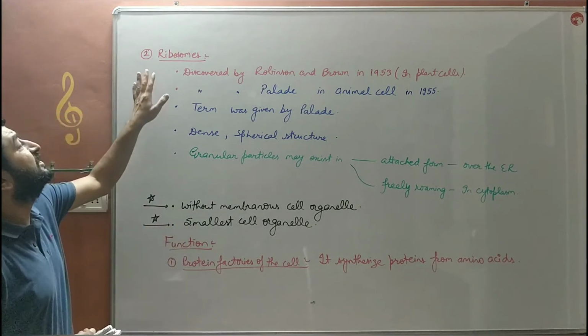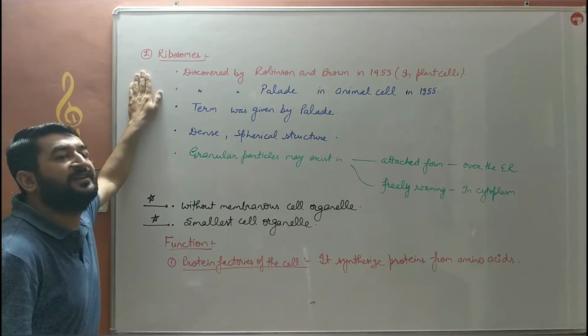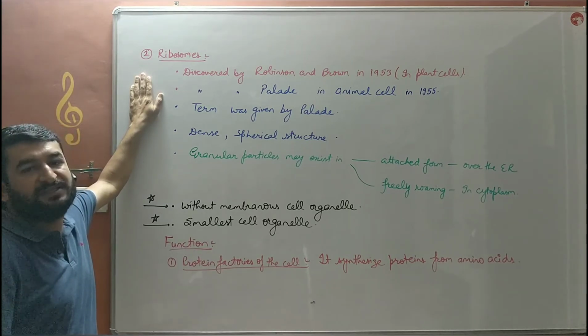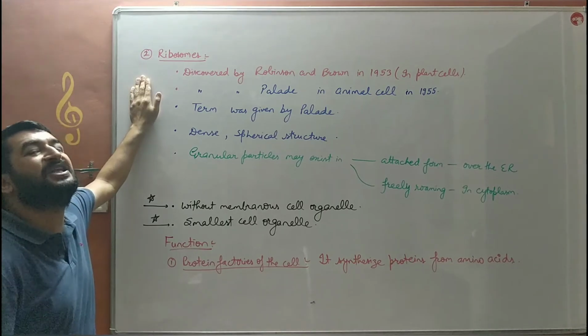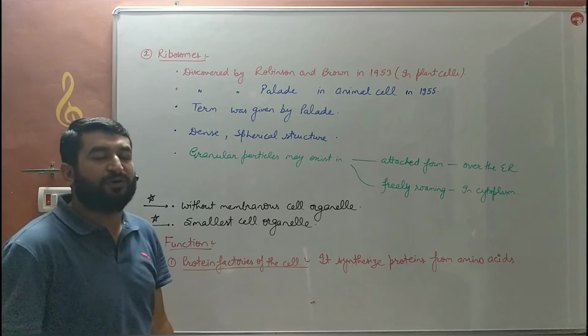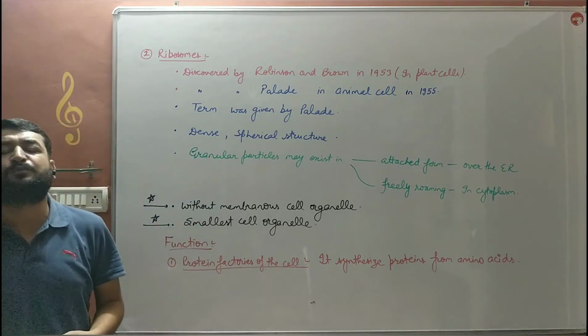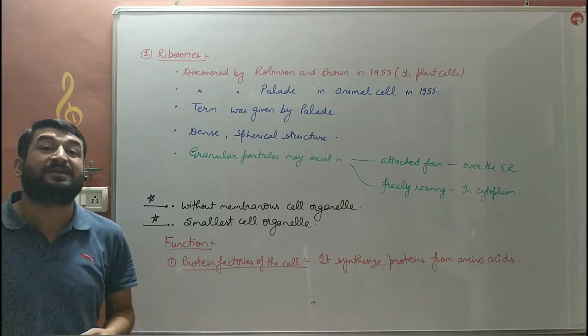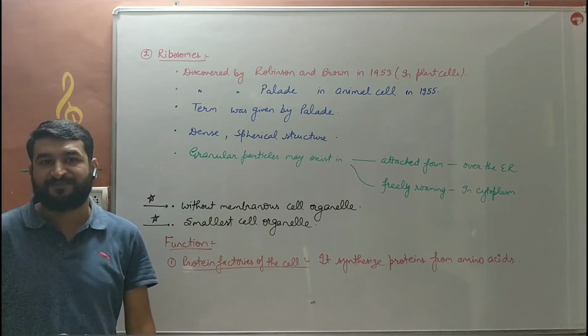Next, these are the smallest cell organelles. They are formed in the nucleolus inside the nucleus. Next one, their function, a very important one. They form proteins inside the cell from amino acids, as amino acids are the monomers of proteins.